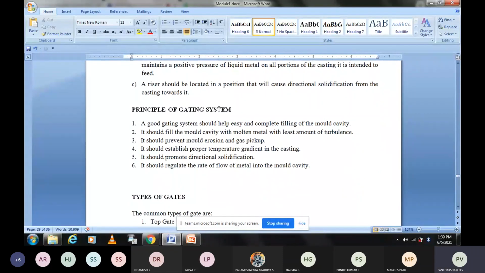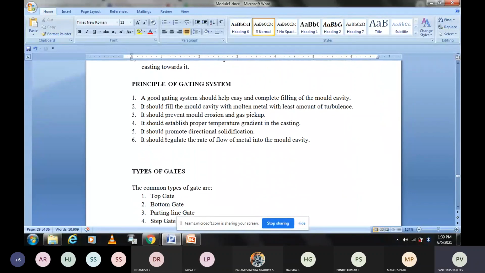So, principle of gating system. What are the principles or functions? Principles are nothing but almost the functions. What are the functions or principles of a gating system? A good gating system should help complete filling of the mold cavity. Therefore, it has to be properly designed. It should fill the mold cavity with molten metal with the least amount of turbulence.